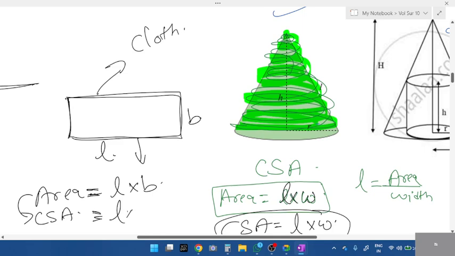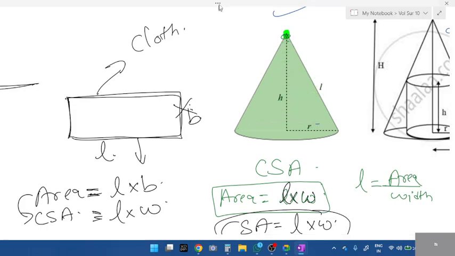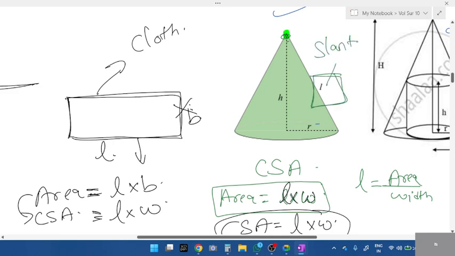Length will remain as it is. We don't have breadth. This is no more a rectangle, it is width. Okay, it is width, W. So don't get confused with length into breadth. They're not asking about this L. This L stands for slant height, not length. Slant height. Okay, so don't get confused. This L stands for slant height. They didn't ask to find this L.